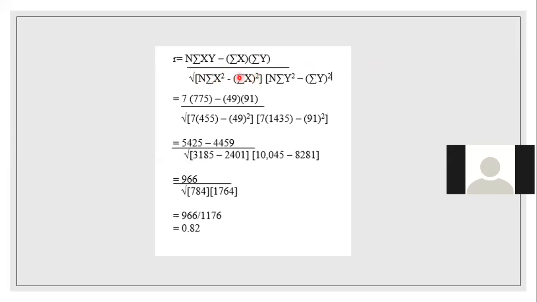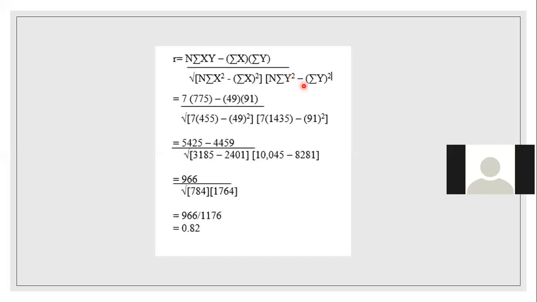That means that when you see the sum of x in a bracket and then the square outside of the bracket, you're summing the column that says x, and then you're squaring the total rather than squaring the individual values. That's what you do over here. So again, it's n times the sum of x squared minus the sum of x, all squared.